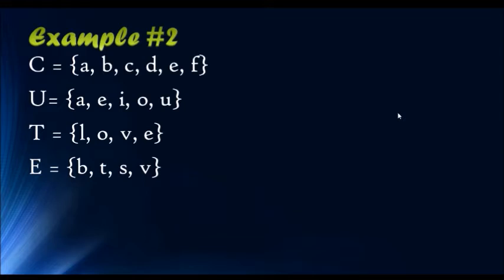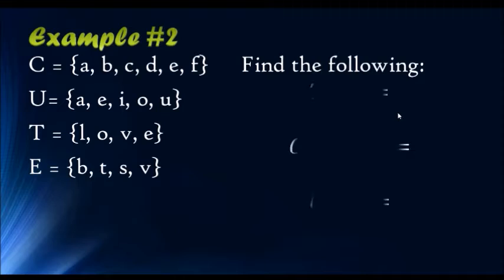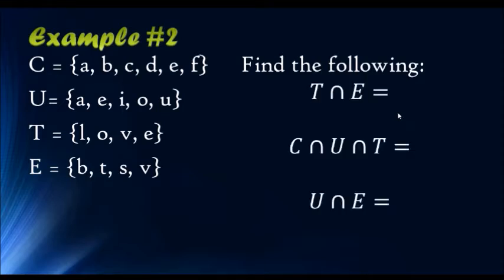Okay, next, let's have example number 2. So we have here your sets cute. Now let's try to find the following. First, we have the T intersection E. Now, let's look at the given sets. So, what are the elements that are common to both set T and set E? Okay, very good. It is letter V. Next, how about C intersection U intersection T?